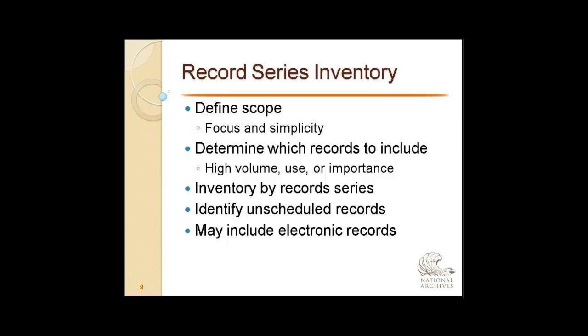So that's the scope, determining which records to include, the ones that are high volume or high importance, perhaps, triaging it that way. We are going to conduct that inventory by the record series or record type, okay? Contracts, vouchers, and so on. We may identify some records that do not appear on the record schedule as part of our inventory. You may run across that. At that point, there's a process of getting them on a schedule. We won't cover that today, but it's something you want to look for, some records that you can't find on the schedule. And we may also include the electronic records in the records inventory.